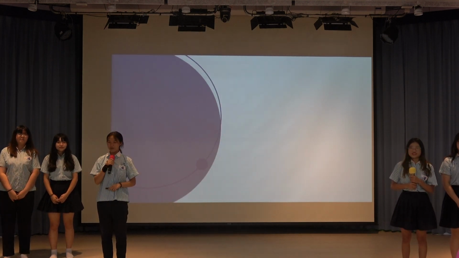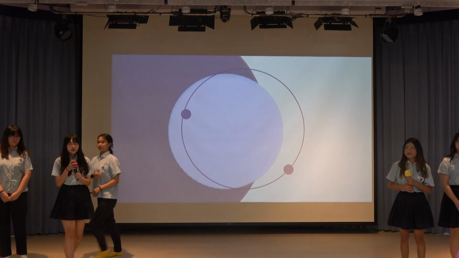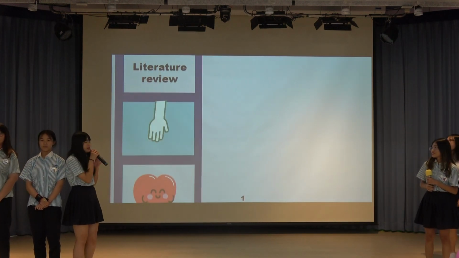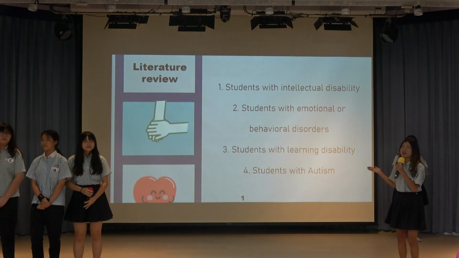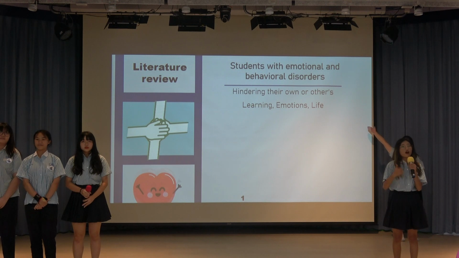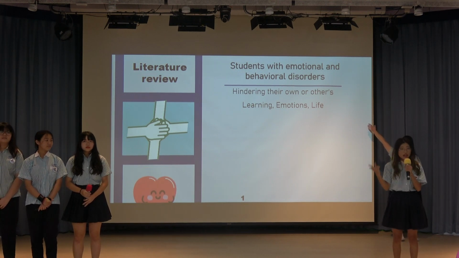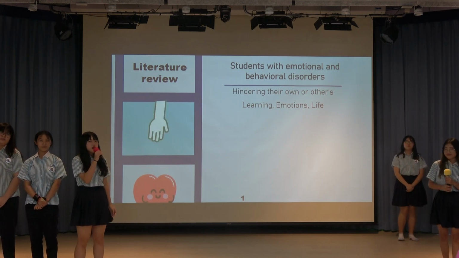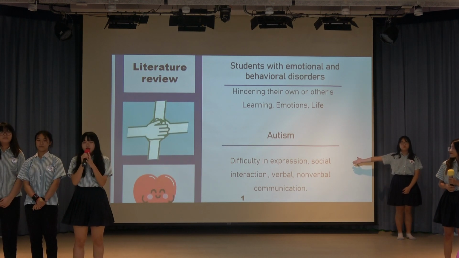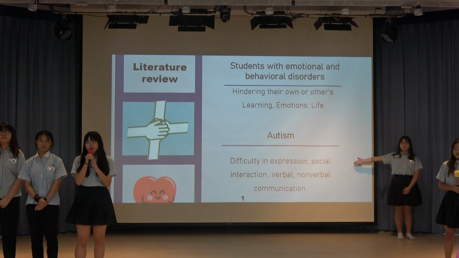Then this is our table of content. Students with special educational needs usually have the following diseases. For example, students with emotional and behavioral disorders may have their own learning, emotions, and life problems. Students with autism come with difficulty in expression, social interaction, verbal and nonverbal communication.